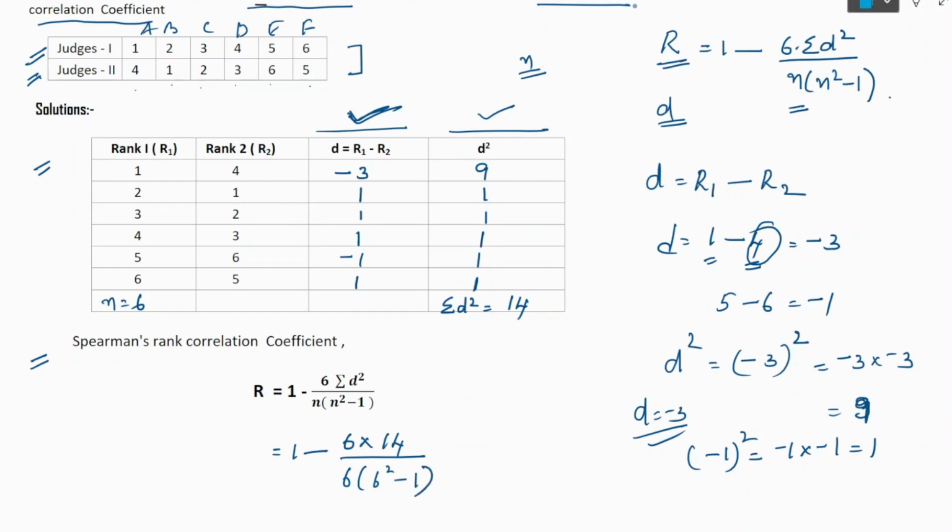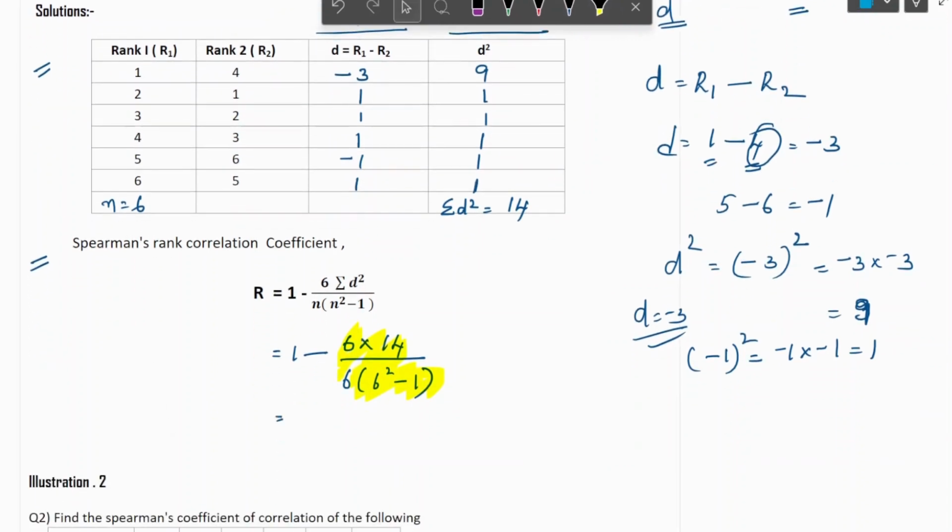Now what are we going to do? First, we are going to complete the calculation of this part, then we are going to subtract it from 1. I'm writing the same as it is: 1 minus. Now we multiply the numerator, 6 into 14, that is 84, divided by 6 into 6 square, that is 36, minus 1, that is 35. Still we have to complete that calculation: 84 divided by 6 multiplied with 35, right? Multiplying the denominator, 6 into 35, that is 210.